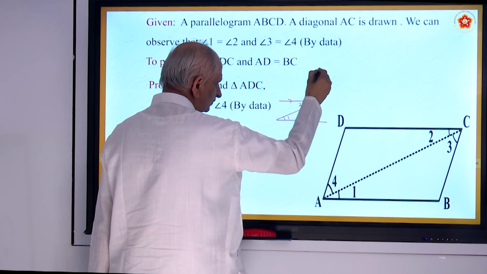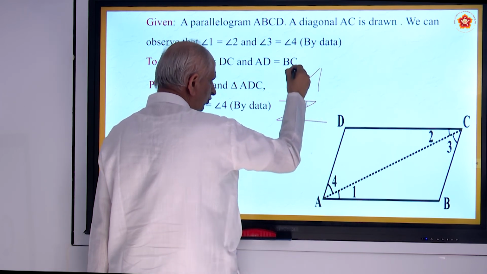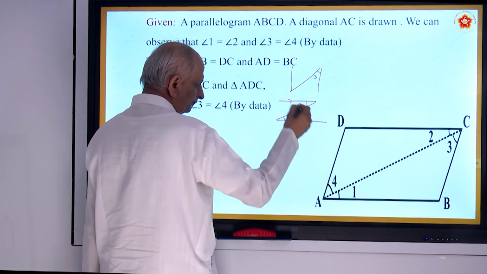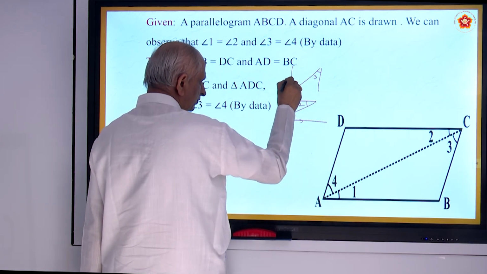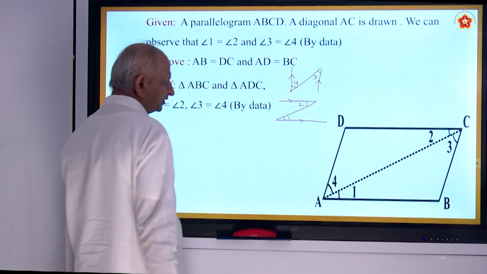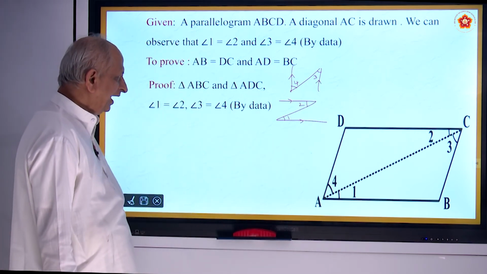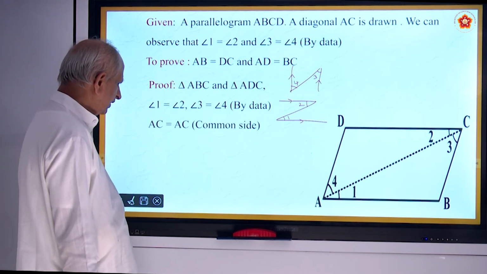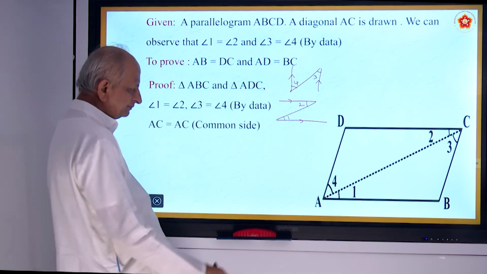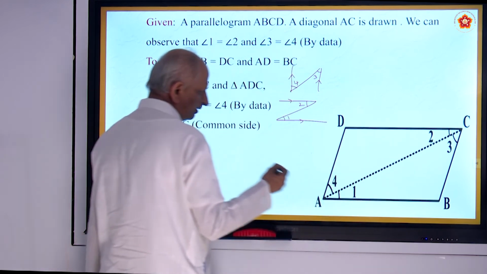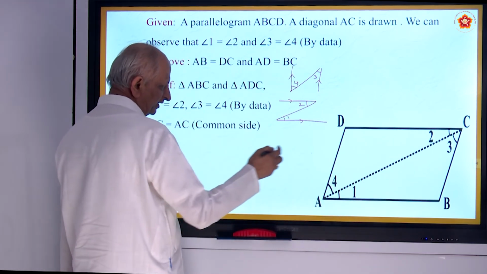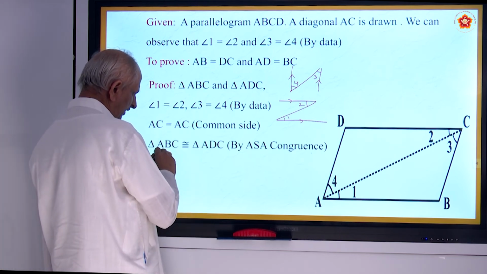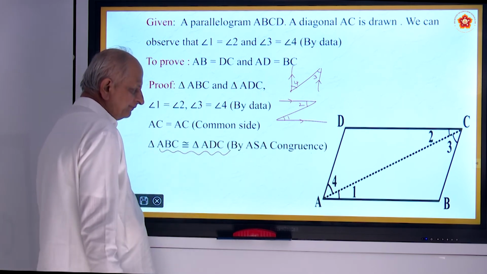That will be like this. 3 is here, 4 is here. This angle is 3. This angle is 4. Again, they are two parallel lines cut by a transversal. They are called alternate angles or Z angles. And one side AC is common. This is a common side. And therefore, we can say the two triangles are congruent. Triangle ABC is congruent to triangle ADC.